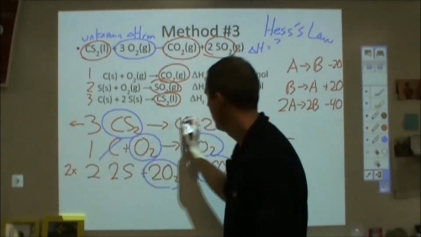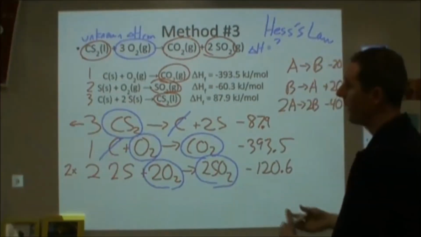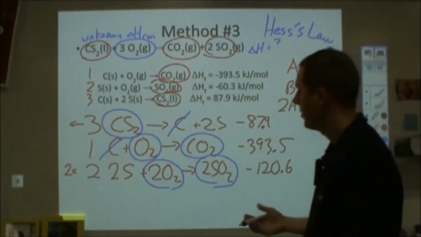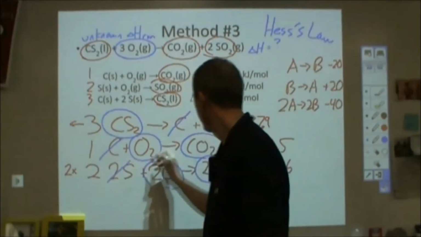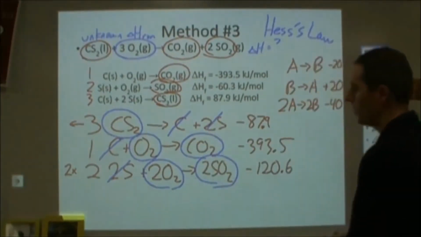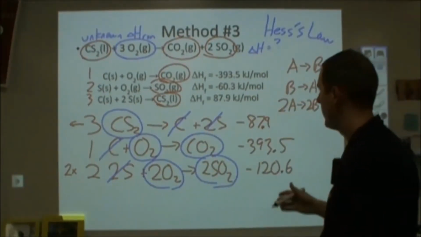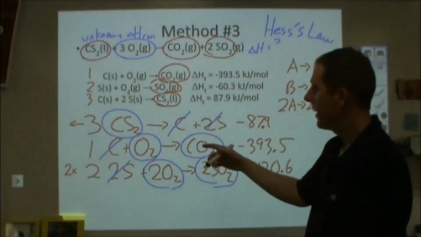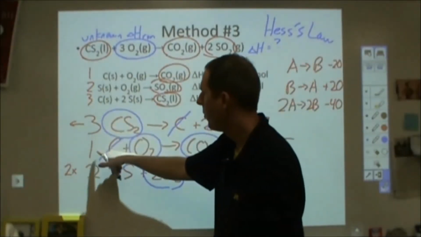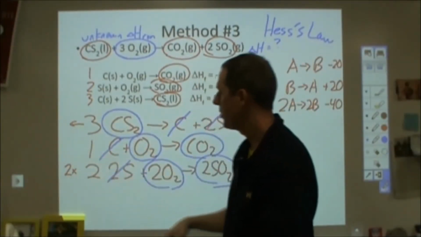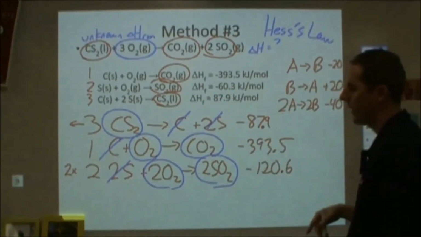But the carbon here and the carbon here, I have a carbon before and after the reaction, so nothing changes with that. And I have 2 sulfurs to start and end, so nothing will change with those. So I can cancel those out to a degree. So what I've done is, if I add the reverse of reaction 3, 1 as is, and double reaction 2, I end up with my unknown reaction.